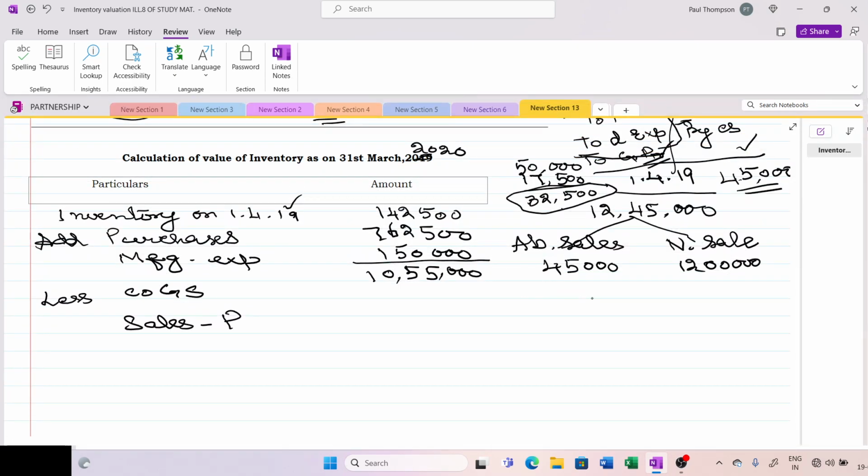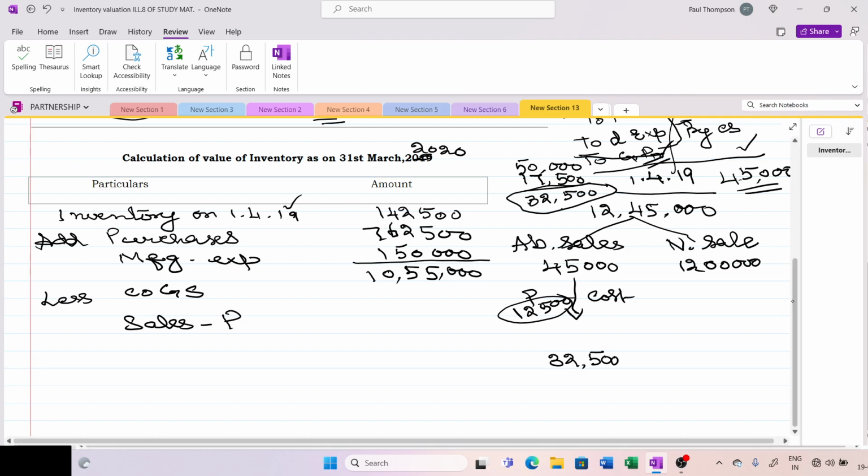So this 45,000, the cost of this you can arrive straight away like this, 32,500, or you can remove the profit portion. What is the profit portion? The book value was 32,500, sold for 45,000. So we can remove the profit portion as 12,500. So the profit was only 12,500 on this item.